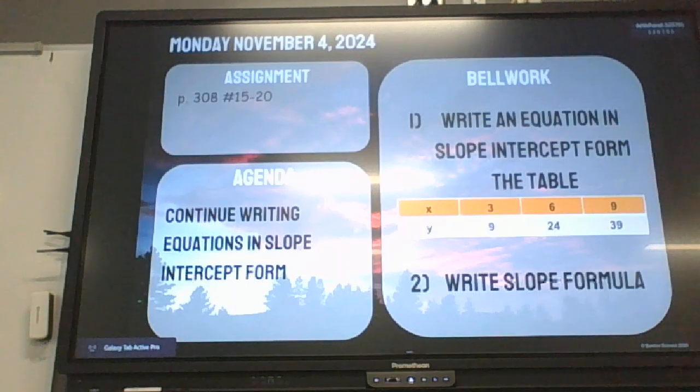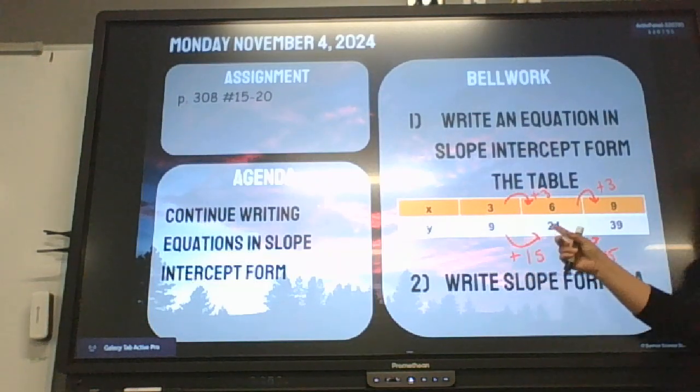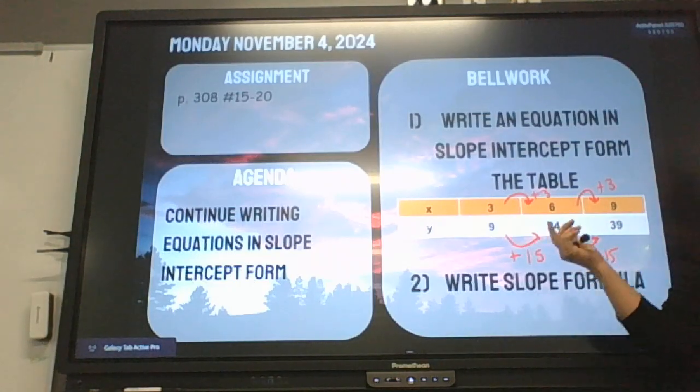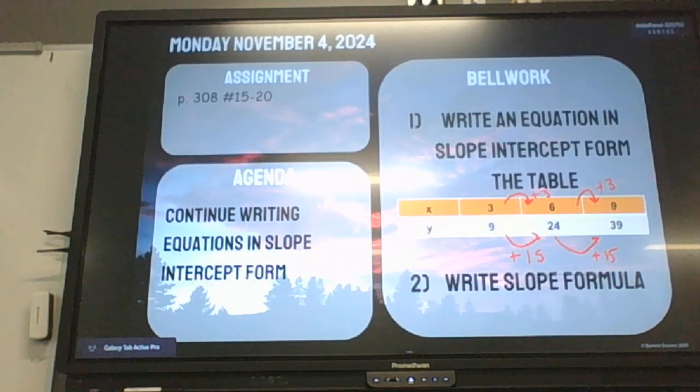So let's look at how our x's and y's change in this table. The x is going plus 3, and the y is going plus 15 and plus 15. So if I want to look at the slope as change in y over change in x, Abby, what's the change in y? Look at it, because you were talking when I was saying plus 15. Look, it's going up 15, up 15. So simple, right? So the change in y is 15.